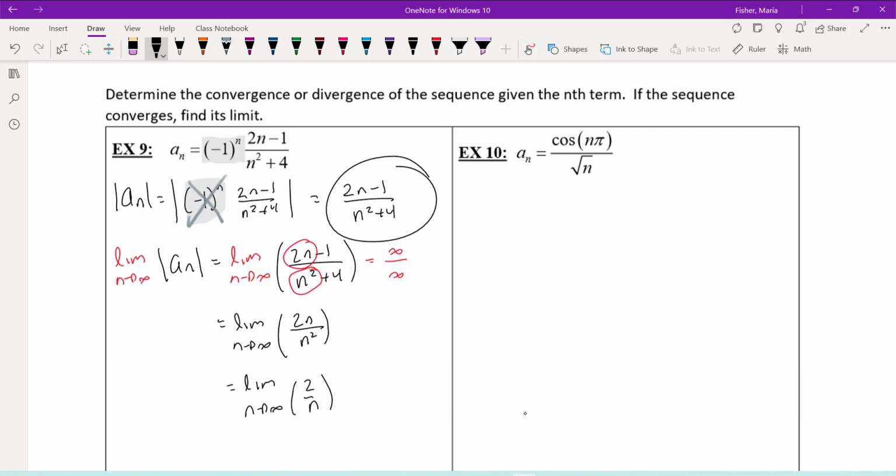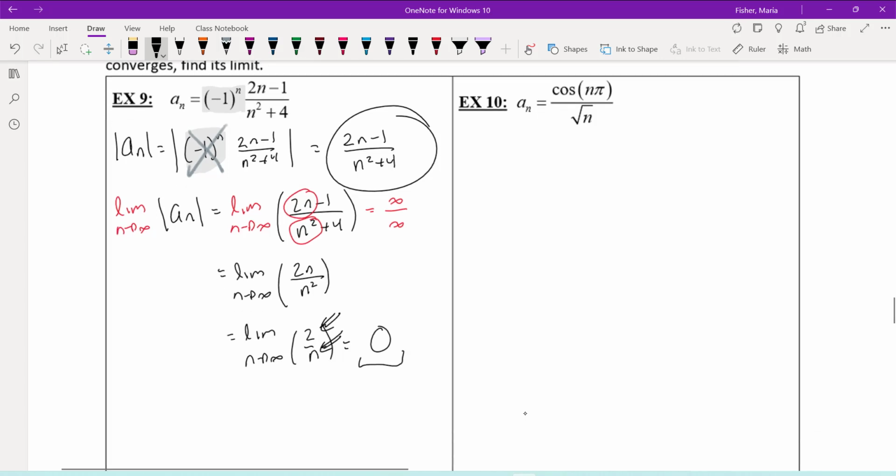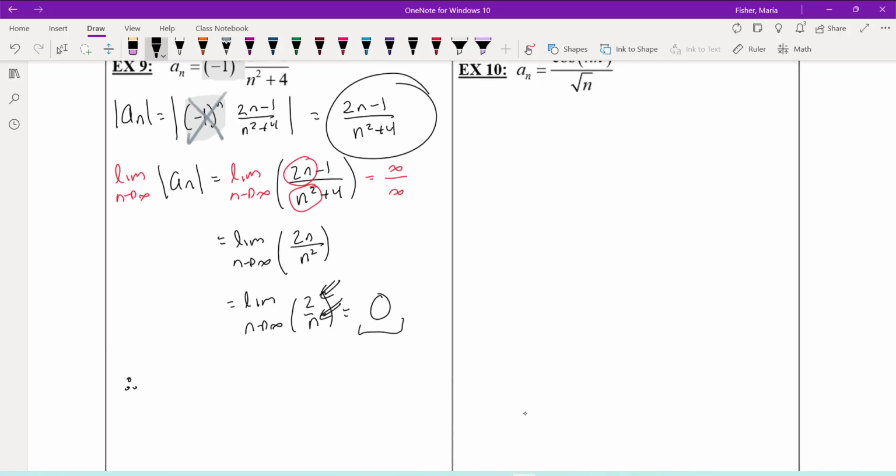Well, what's the limit as n goes to infinity of 2 over n? Well, that's going to be 2 divided by infinity, or 0, because remember, anytime you have a constant over a variable raised to a power, that is equal to 0. Since the limit is equal to 0, what this means is that our sequence, a sub n, converges. And the limit of that sequence, again, is equal to 0.